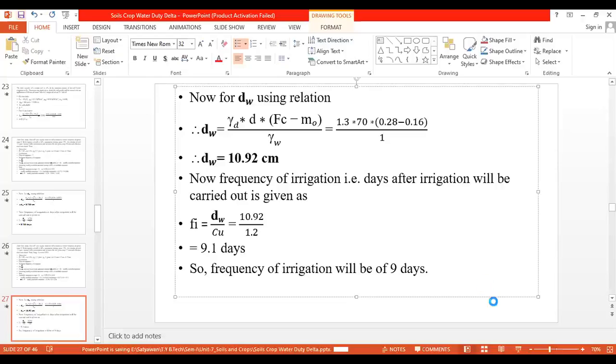Okay, so now today we'll stop here, and in the next lecture we'll start the next type of examples. Along with that, the most important part, the duty and delta, their interrelationship, and the examples associated with that. Okay, that is the numericals related to that. We'll start in the next lecture. Okay.